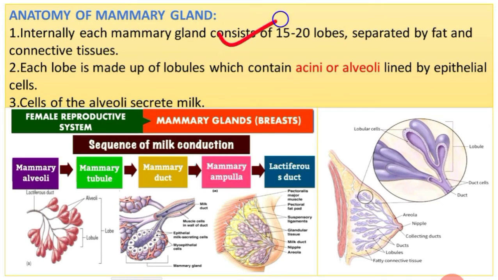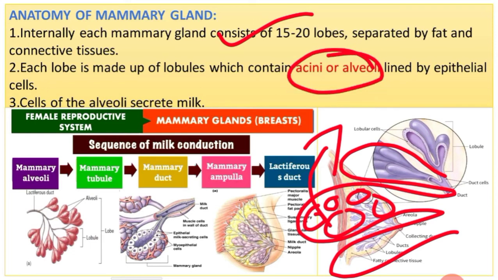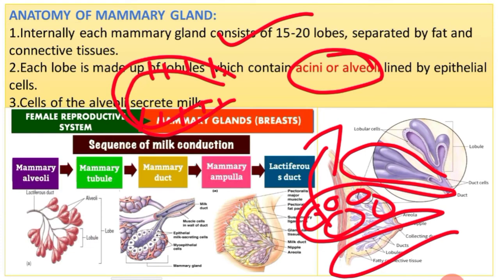Internally, each mammary gland consists of 15 to 20 lobe-like structures, right? Lobes contain lobules, right? Lobules contain grape-like clusters called alveoli. The alveoli are lined by myoepithelial cells and also contain milk producing epithelial cells, right? With the help of the milk producing epithelial cells, alveoli produce milk.